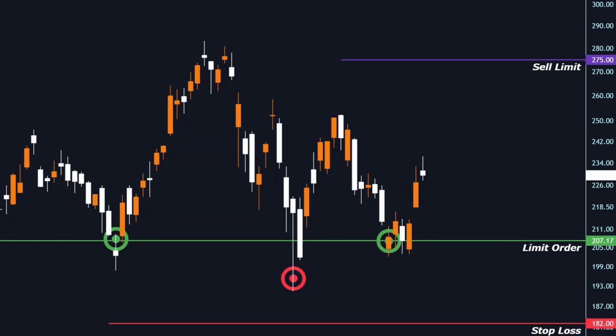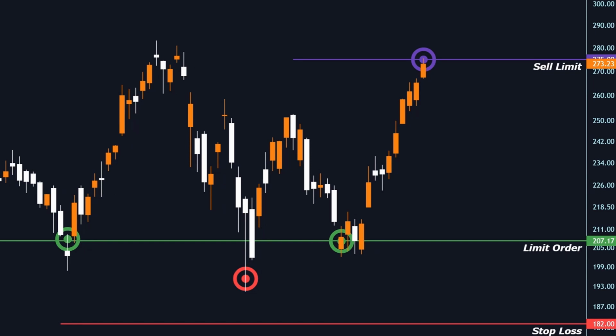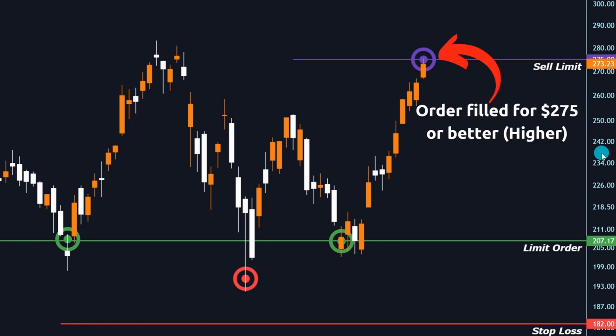So let's let it play out and see what happens. And look at that. We end up hitting almost the very top. We almost called the top in this case, and we get sold for that 275. And you can see right here, we will get filled for 275 or better. Just like a limit order, our buy limit order, we're going to enter the trade whether it is at that desired price of 207.17 or better. But when it comes to a sell limit, we're going to exit the trade at 275, whatever our sell limit is, or better. In this case, it would be higher.